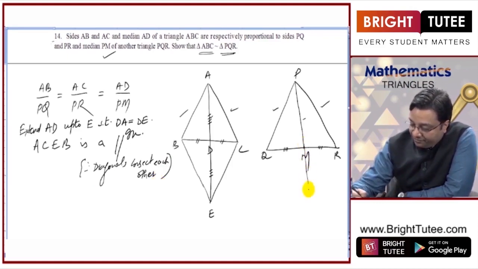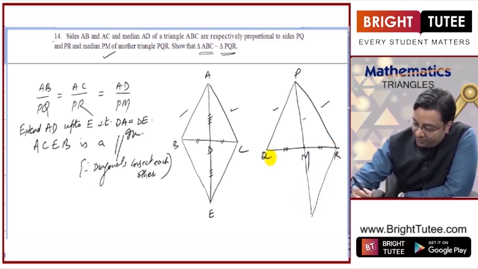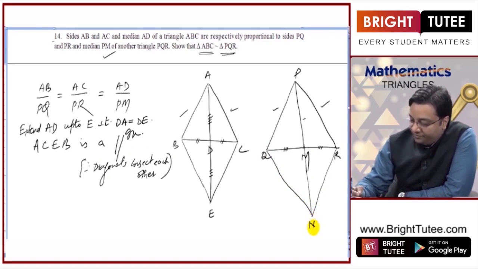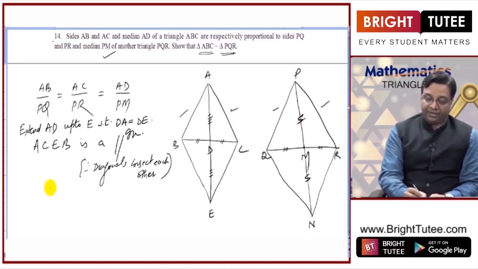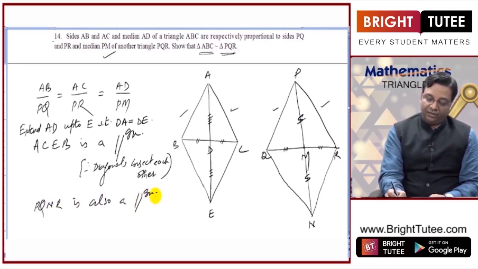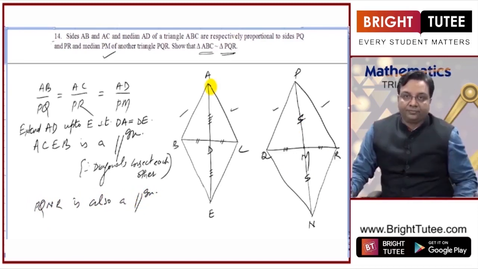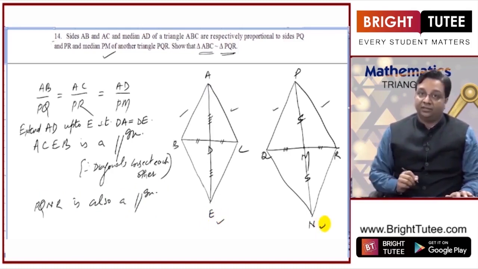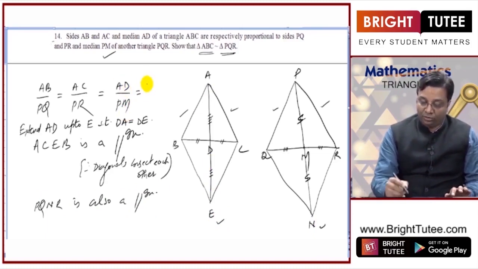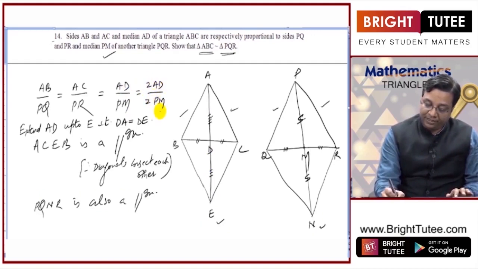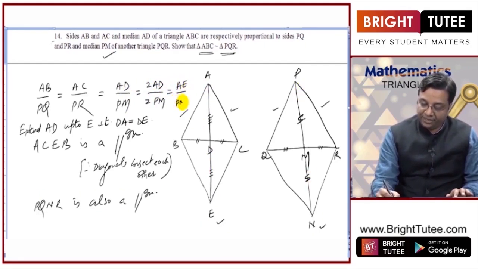Similarly, if you extend PM and then join R with this point and Q with this point N such that this segment here is equal to this segment, now PQNR is also a parallelogram, because of the same reason, that diagonals bisect each other. Now this is a parallelogram, this is another parallelogram. Now AD by PM, if I multiply and divide it by 2, I can say 2AD by 2PM. So that will become 2AD is AE and 2PM is PN.